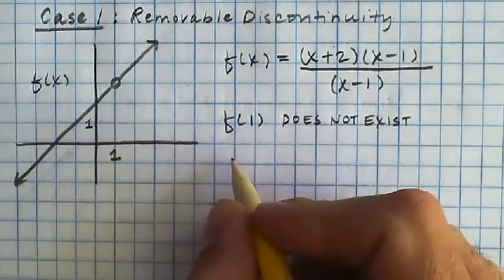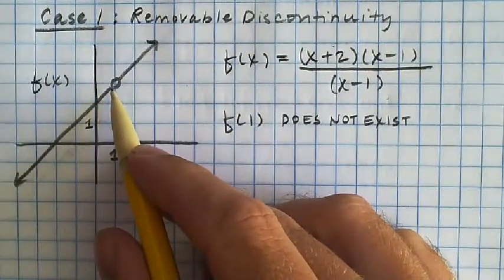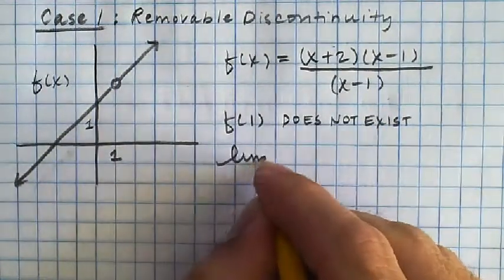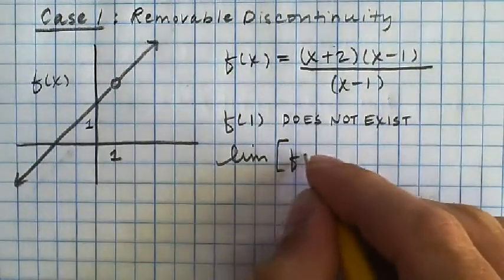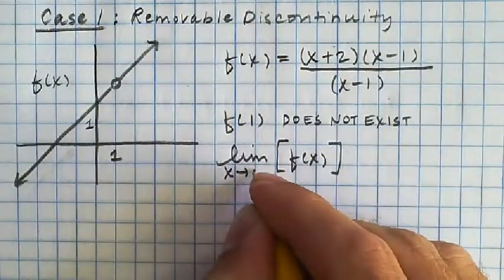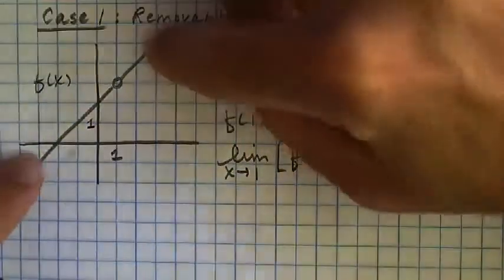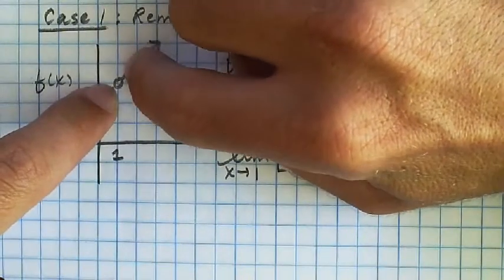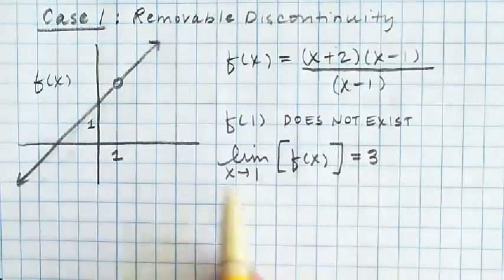But if we consider what's happening nearby, we can see that the graph of the function is clearly approaching 3, right? And then it pauses and then moves on. So we can say that the limit of the function, the limit of f of x as x goes towards 1, is going to be equal to 3. Because the closer we get to x equals 1 from both sides, the closer y gets to 3, the closer f gets to 3. So that's why the limit of f is 3 as x approaches 1.